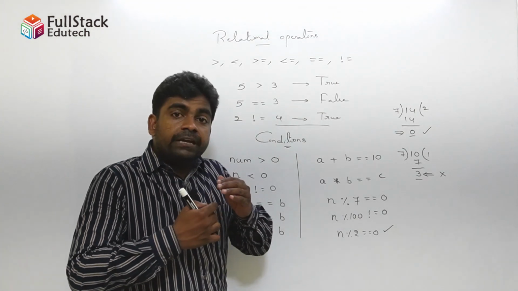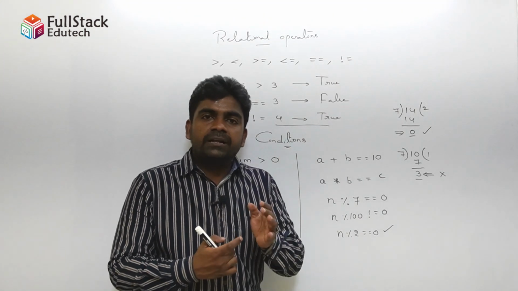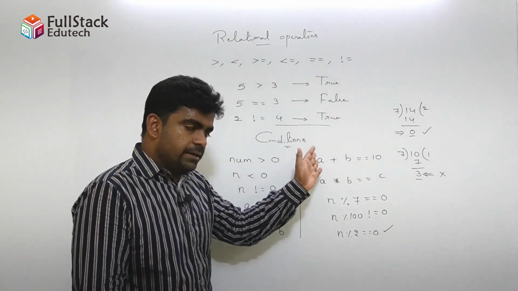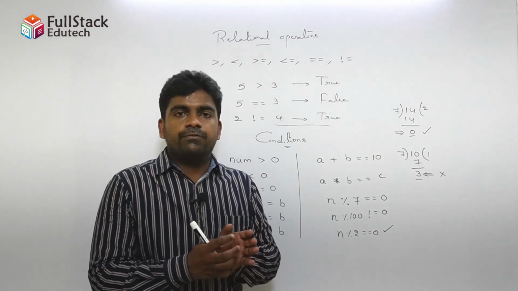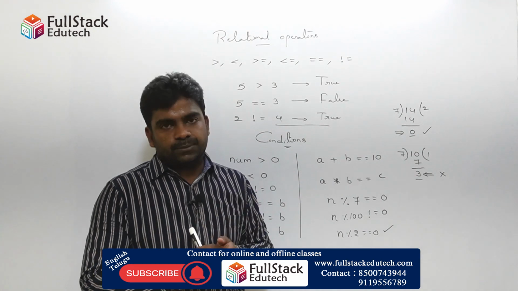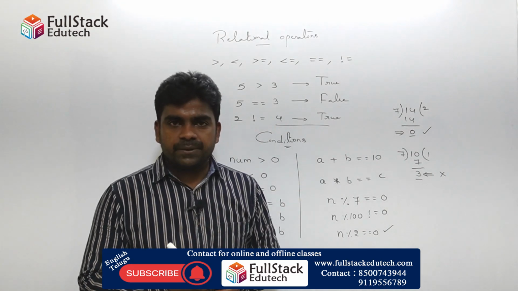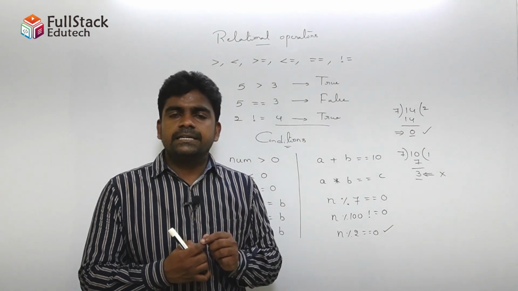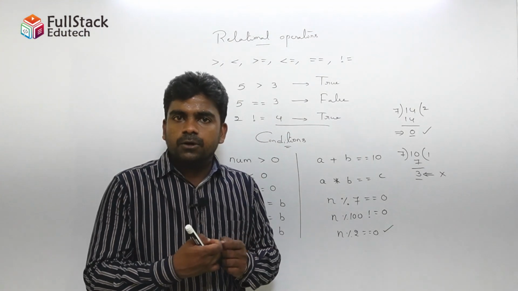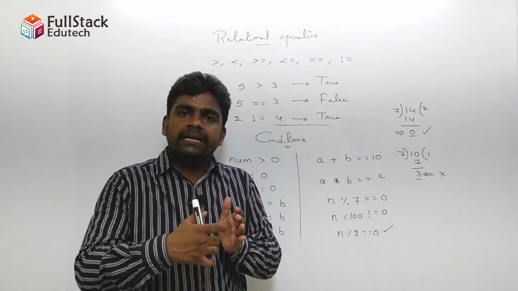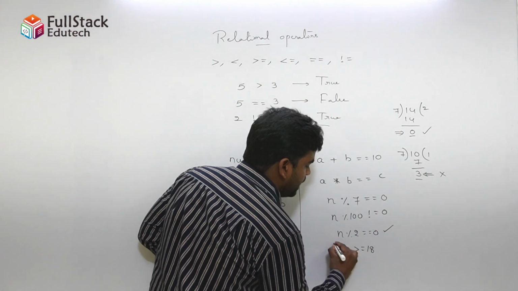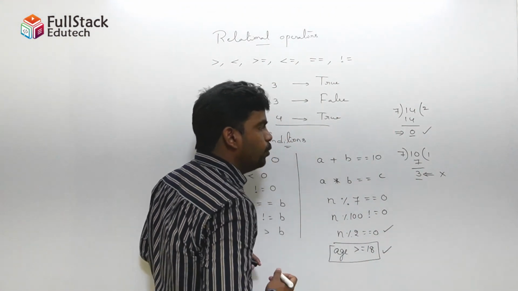So we are able to write the conditions after understanding the relational operators. These are a few simple examples of how to convert the given question into a technical, or logical, expression. For example, write the condition to check the person can vote. To cast the vote, what is the minimum age? 18 or greater. So when age is greater than or equal to 18, yes, we can cast our vote.